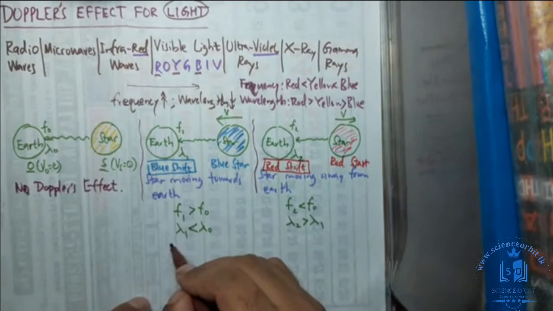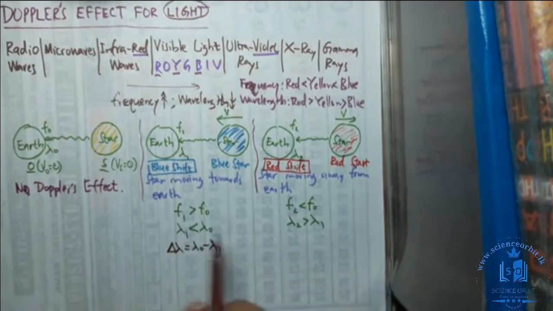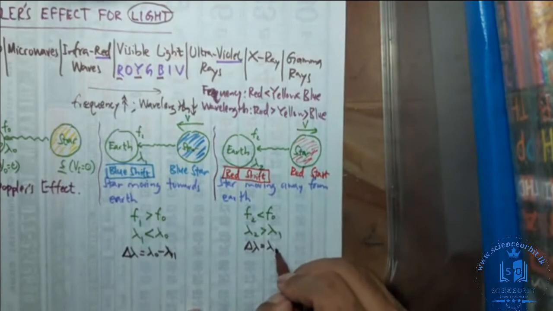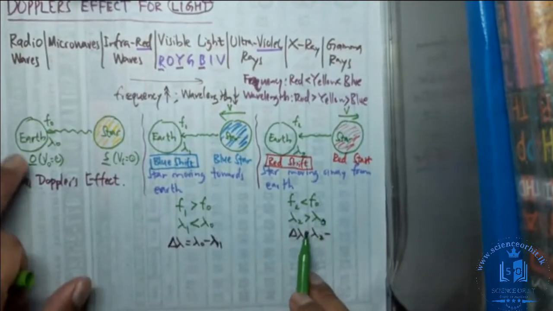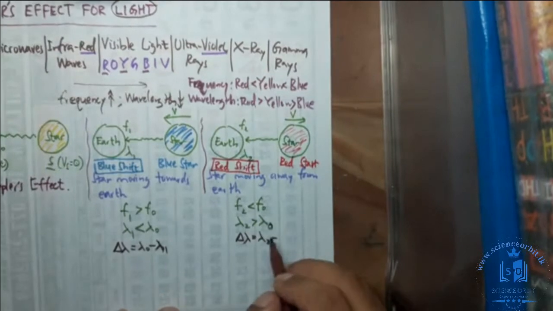So I can say delta lambda. What is delta lambda? In this case it is lambda naught minus lambda 1. That is the change in wavelength. And here the delta lambda can be written as lambda 2 minus lambda naught, sorry, it's not lambda 1 here actually, because we have to compare the wavelength with the original one. So here lambda 2 will be greater than lambda naught, so its change in wavelength is this.